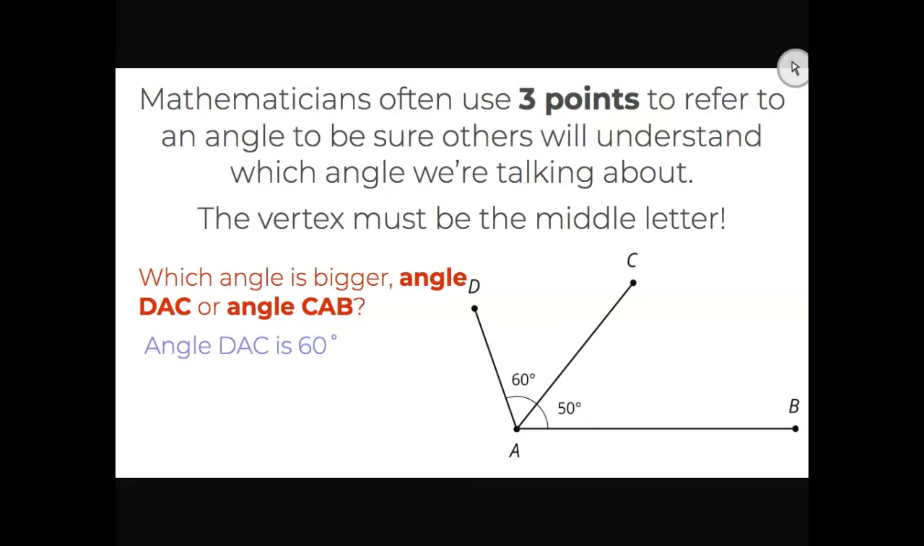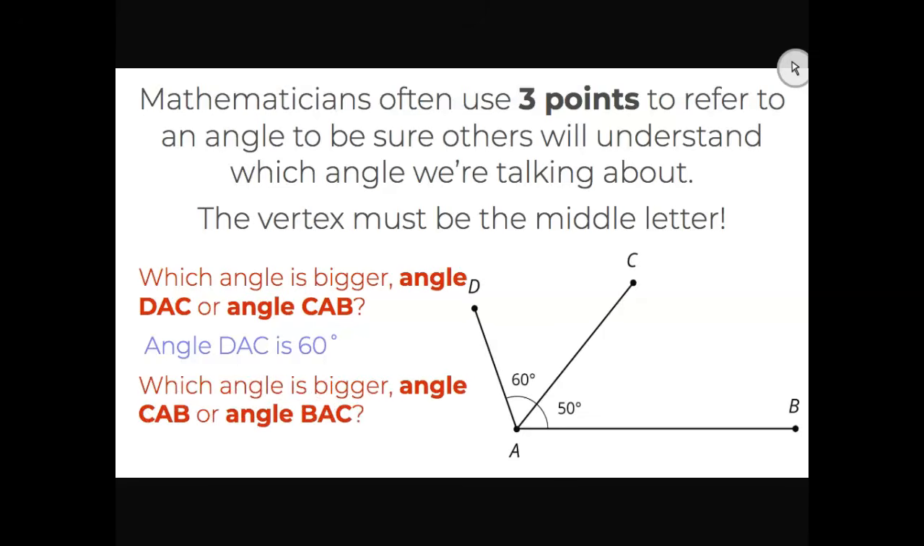I hope you answered angle DAC because that's 60 degrees. CAB is only 50 degrees. What if I ask you this? Which angle is bigger, angle CAB or angle BAC? This time I hope you answer, they're the same size. These are the exact same angle. They're just ordered differently in the letters, but A is still in the middle. Its angle is 50 degrees.